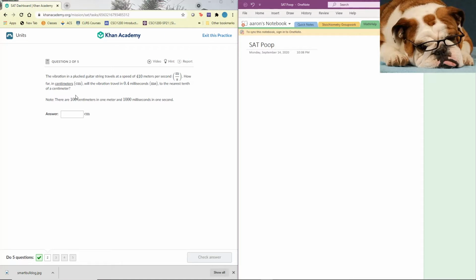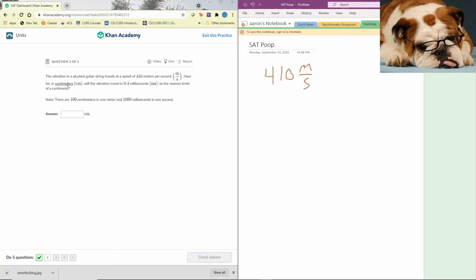Okay. The vibration in a plucked guitar string travels at a speed of 410 meters per second. How far in centimeters will the vibration travel in 0.4 milliseconds to the nearest tenth of a centimeter? And then down here it says there are 100 centimeters in 1 meter and 1000 milliseconds in 1 second. So let's do the math.